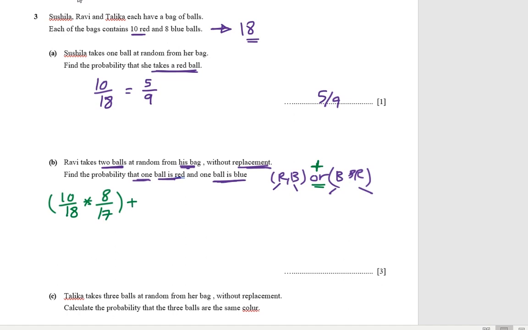Plus, if he collects the first ball as blue. Blue is 8. So 8 divided by 18. How many balls in the bag now? 17. So the probability of red will be equal to 10 over 17. Okay. So this is how we write the equation.